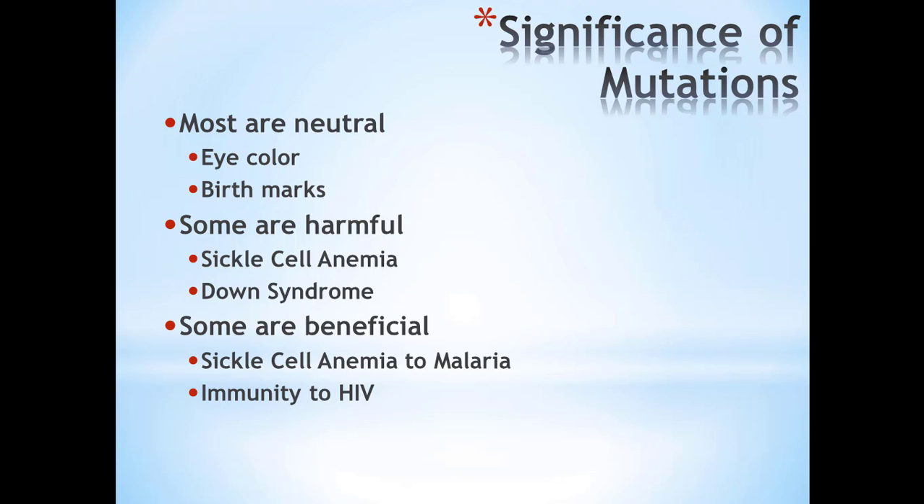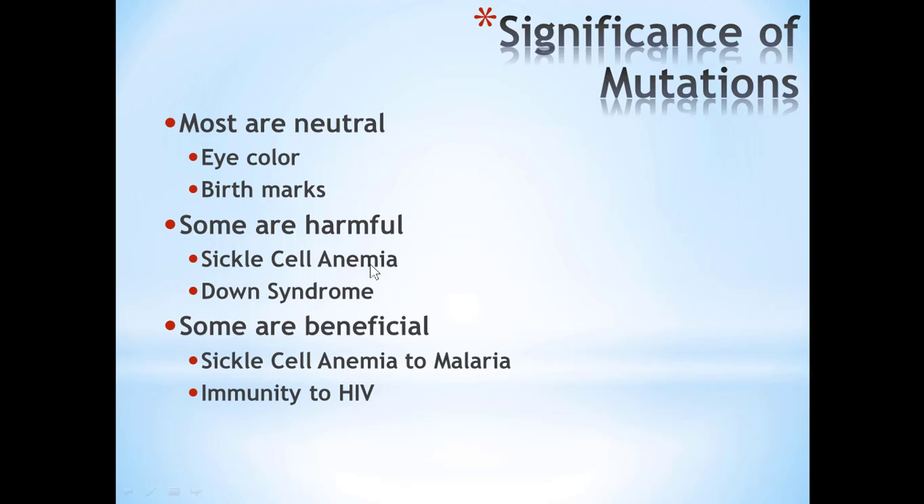Most are neutral, for example, our eye color and birthmarks. They can appear because of mutations. Some of them are harmful. For example, sickle cell anemia. It is one of the diseases which has a problem with hemoglobin. Down syndrome. It is the syndrome which has a problem with chromosomes. Normal humans have 46 chromosomes, but people with Down syndrome have 47.